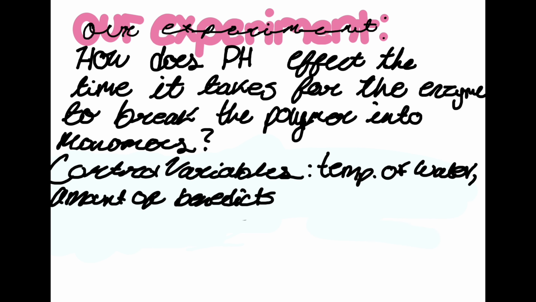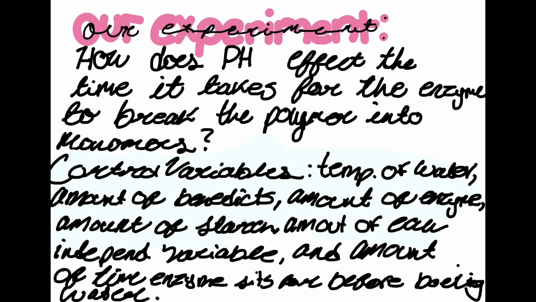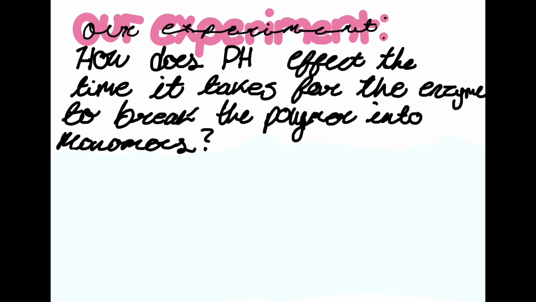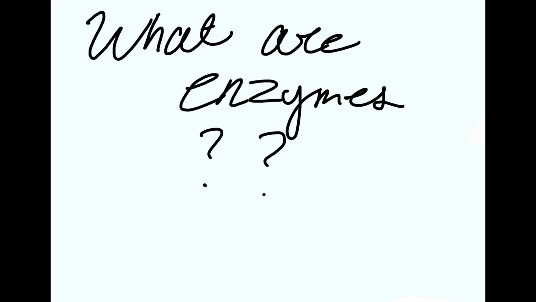Our control variables are the temperature of the water, the amount of Benedict's solution, the amount of enzyme, the amount of starch, the amount of each independent variable, and the amount of time the enzyme sits before going to boiling water. The independent variable was bleach and vinegar, and the dependent variable was the time it takes for the tube to change colors. Before we talk about the specifics of our experiment, let's first go over what enzymes are.